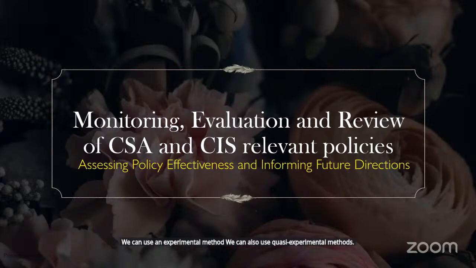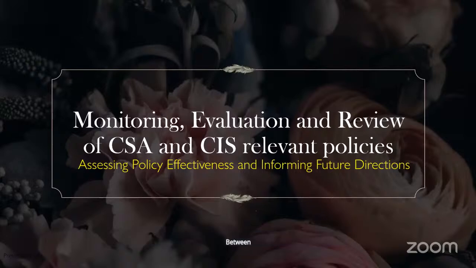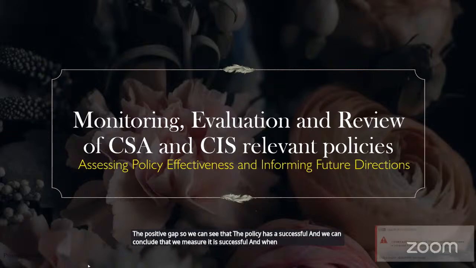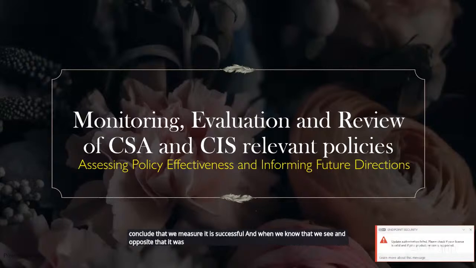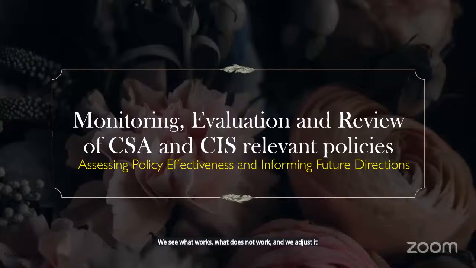But the main methodology is to compare your target group who receive the policy with a comparable group who does not receive the policy, but which is similar to your target group based on some observable variables. So when you compare the outcome between the two groups, and you see that there is a positive gap, we can conclude that the policy is successful. And when we see the opposite, that it was not successful, we make some adjustments. We see what works, what does not work, and we adjust it, and so on. Thank you so much.